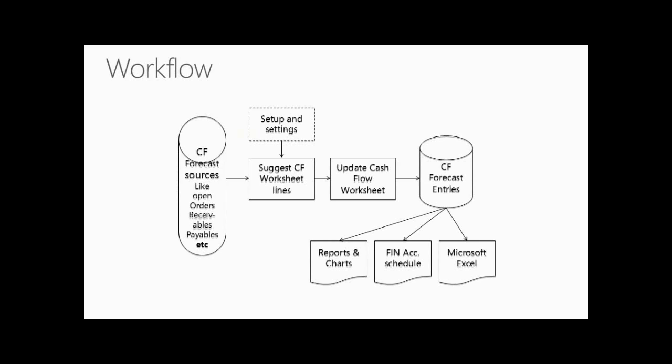Let's take a look at this workflow diagram. You use different sources and different setup options, and by running the Suggest Worksheet Line batch, you will get lines created in the worksheet. You can then add and modify or delete information, and then you can register the lines and create cash flow forecast entries. And you can look at these entries by using different reporting and analysis features.